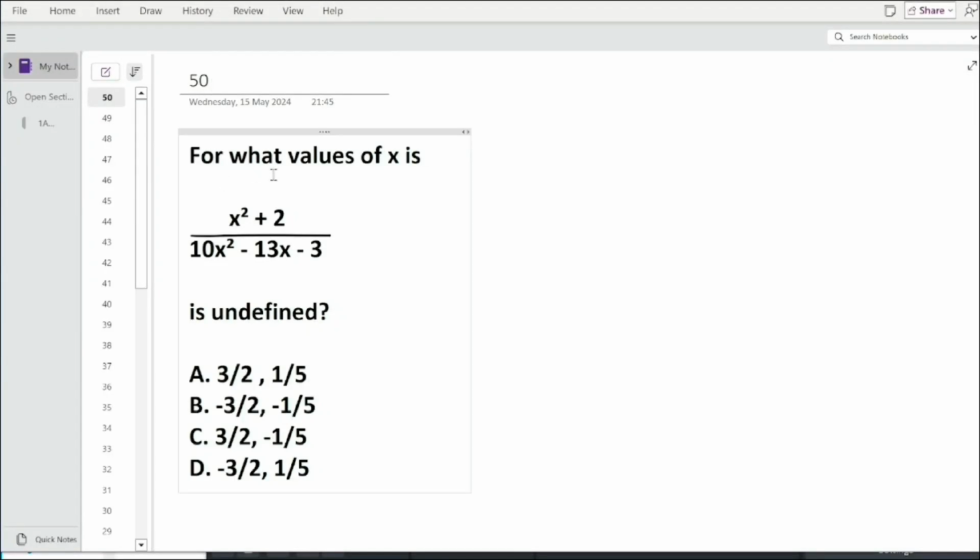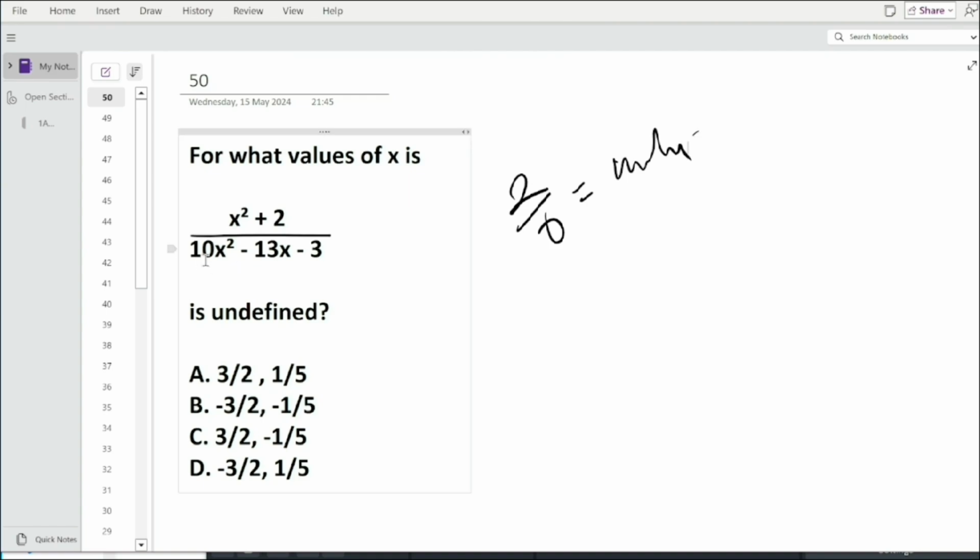Question 50. For what values of x is (x squared plus 2) over (10x squared minus 13x minus 3) undefined? When they use the word undefined, that means we should find a way of getting the value of this algebraic expression below to be 0. Now let's look for values we can substitute for x that will give this denominator 0. Like saying 2 over 0 with your calculator is undefined.